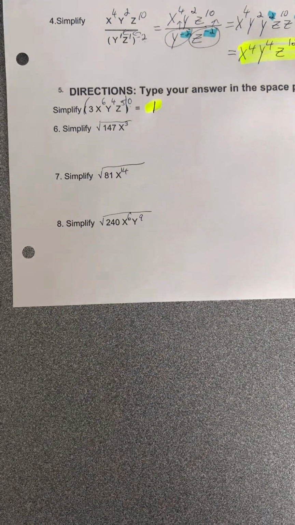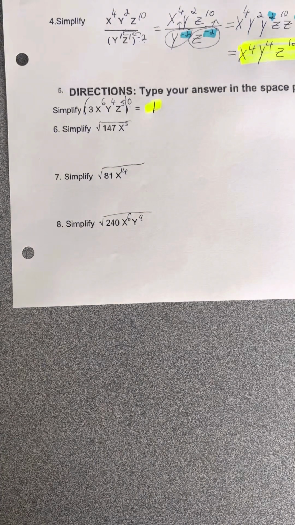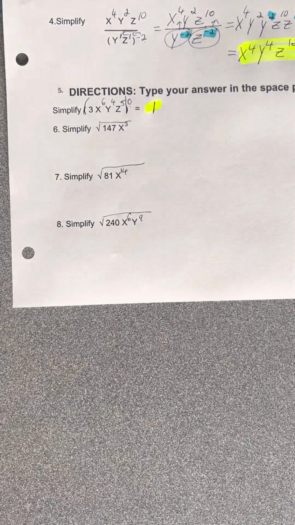Okay, part 2, test review number 7. I'm going to do number 6 through 8, which are simplifying radicals. So we're going to simplify the square root of 147, number 6, and the variables x to the third power.